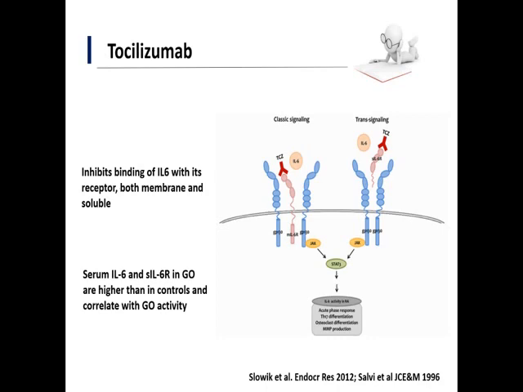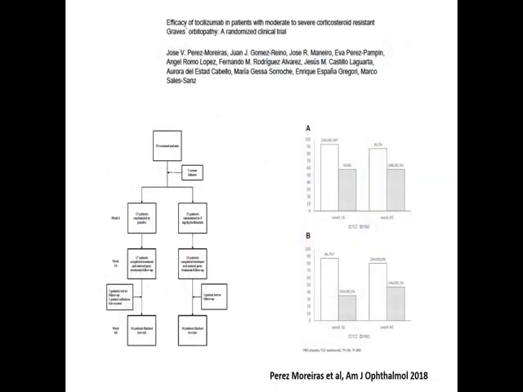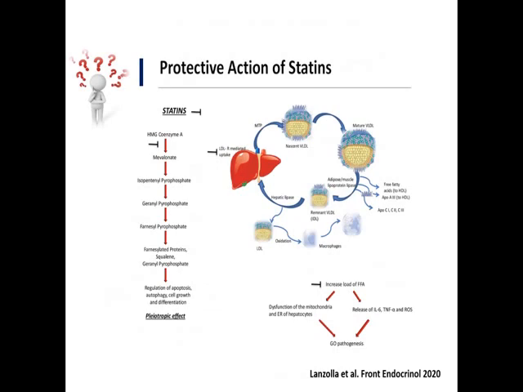A brief mention on tocilizumab. Tocilizumab is a monoclonal antibody against the IL-6 receptor, which is presumably involved in the pathogenesis of GO. A small clinical trial on rituximab was conducted in Spain, resulting in a beneficial effect in GO, and one randomized clinical trial is currently ongoing in Italy. Finally, I will conclude with statins.